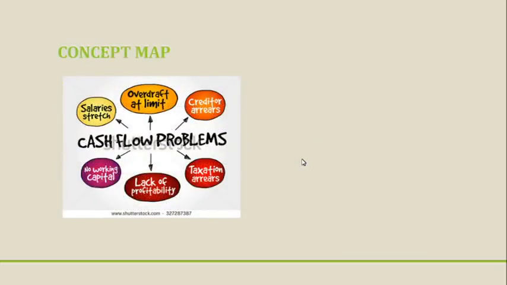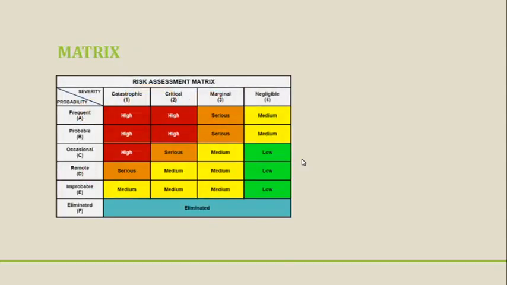Here's an example of a concept map. I'm sure most of you have used it. The problem's in the centre and the reasons for the problem occurring are externally. So this is an example of our cash flow problem. Here's an example of a risk assessment matrix used by the PMBOK project management methodology. So you have the relationship between the probability that risks will occur and the severity of the risk.